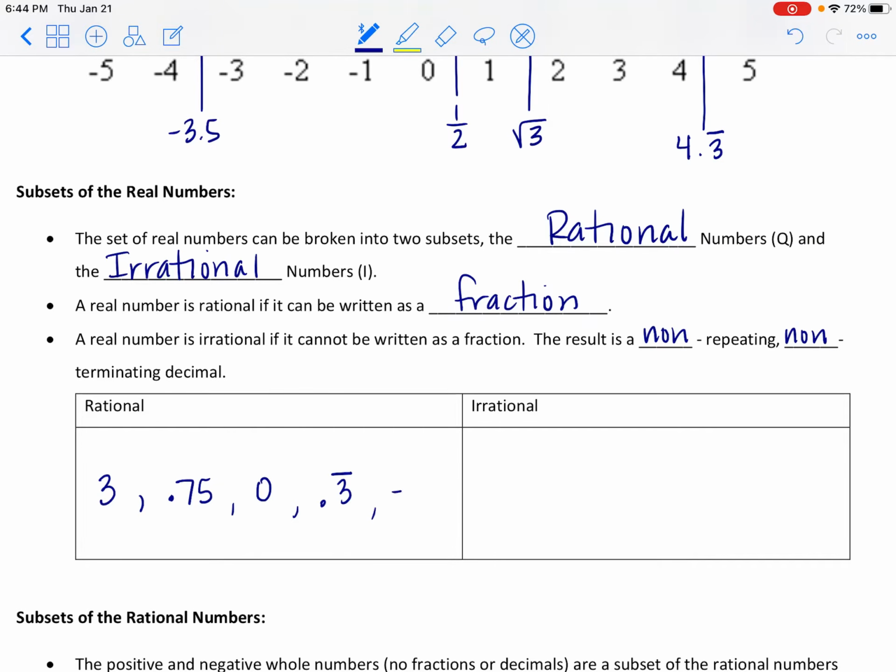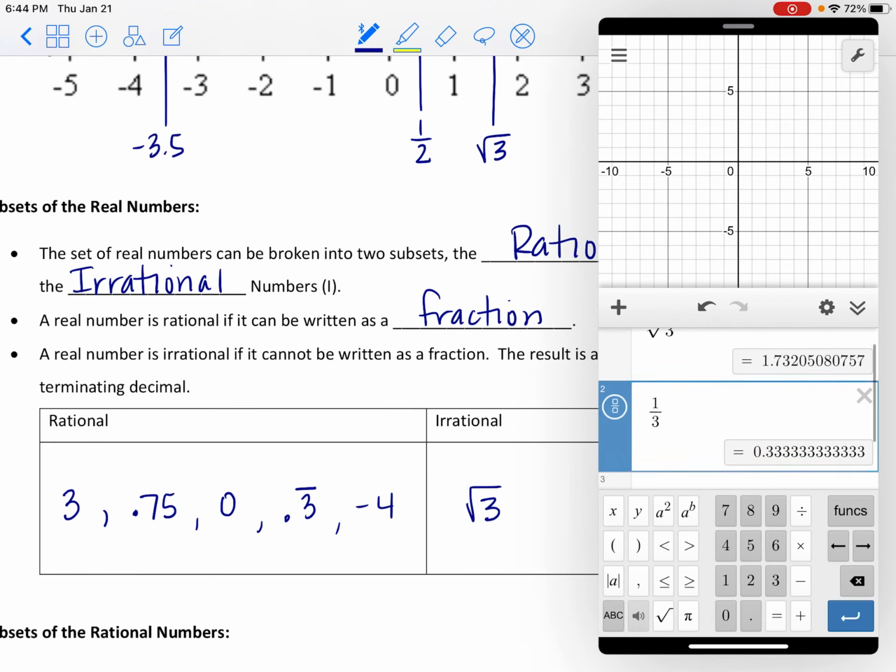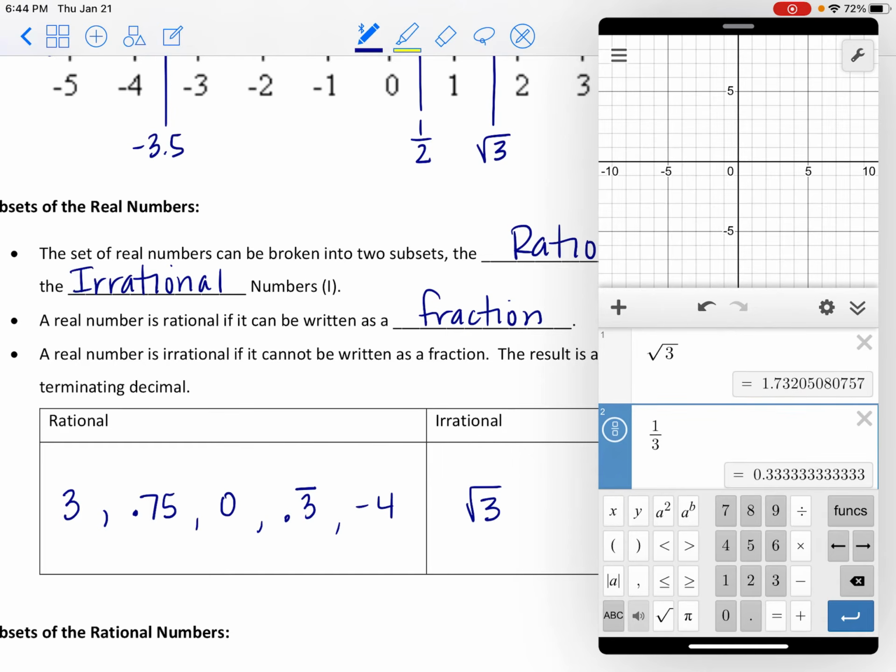Negatives, like -4, totally fine. Again, I could put a 1 under that and make that a fraction. Anything we can write as a fraction is going to be rational. However, there are some real numbers that are those non-repeating, non-terminating decimals, like the square root of 3. That's going to be an irrational. We saw that in the calculator, square root of 3. That decimal goes on forever without any pattern or repetition.